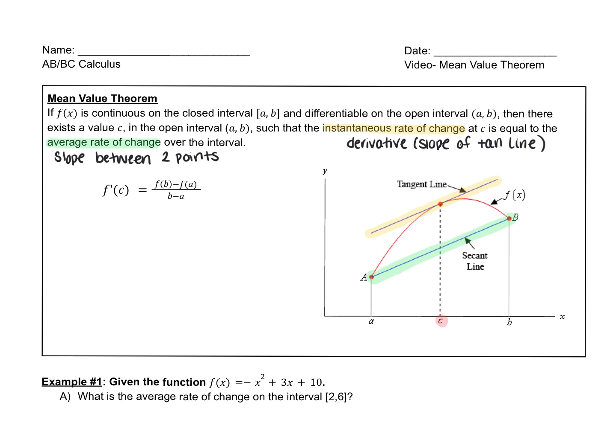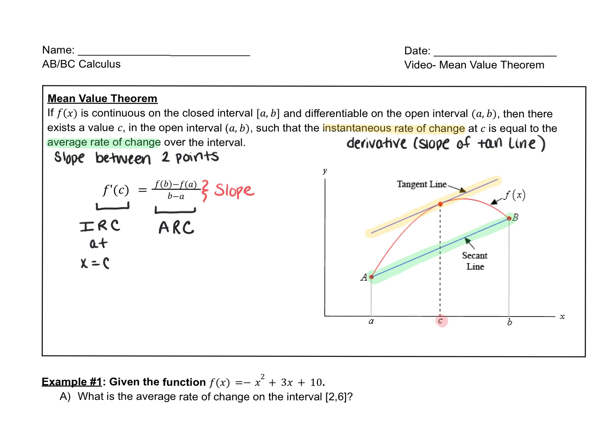So really, in symbolic form, the instantaneous rate of change at C is f prime of C. That's the instantaneous rate of change at x equals C, and that's equal to the average rate of change, right? Let's just call it average rate of change. So the instantaneous rate of change at C is equal to the average rate of change over that interval. And this is the formula for average rate of change. This is your slope formula.